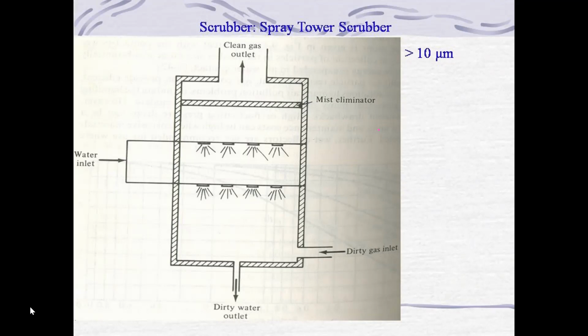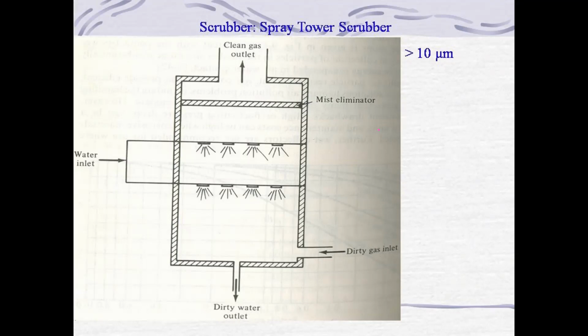The only thing we need to take care of is that the scrubbing liquid should be converted into fine particles. That means we need to pass it through nozzles, where it is sprinkled and converted into very fine particles. Because of that, it can come into contact with the maximum amount of particulate matter and gaseous molecules present in the laden gas, or the dirty gas.